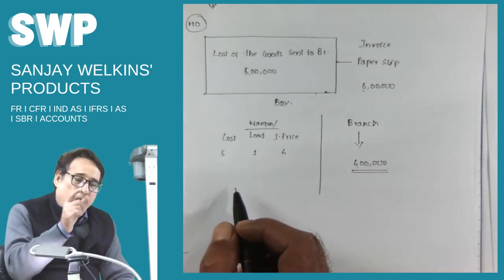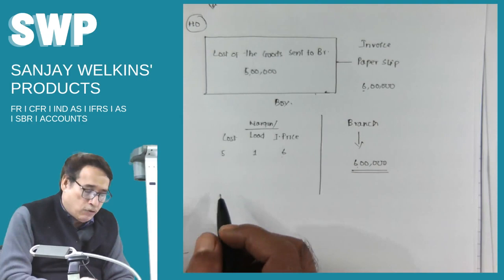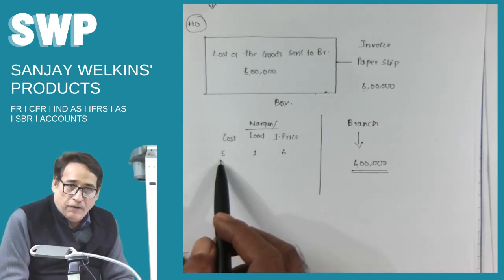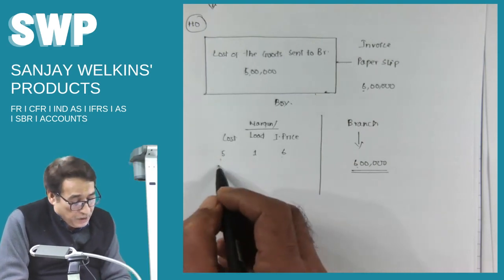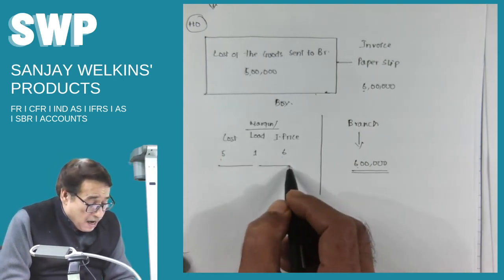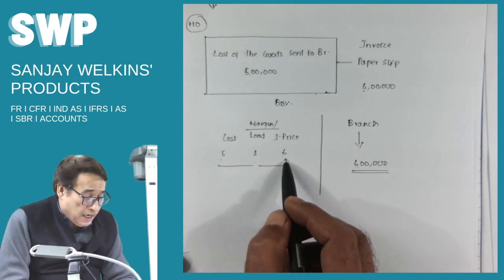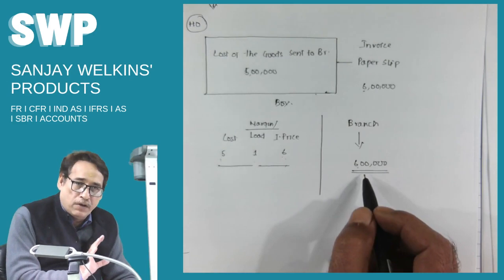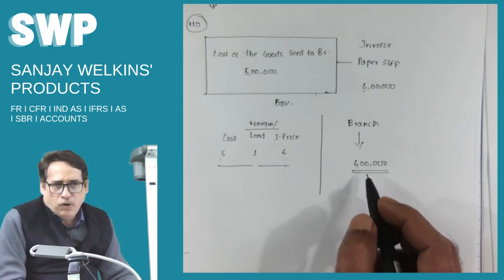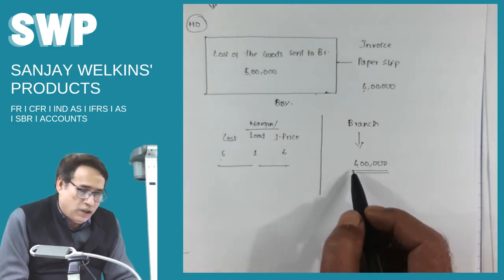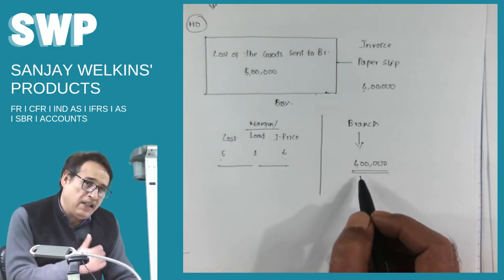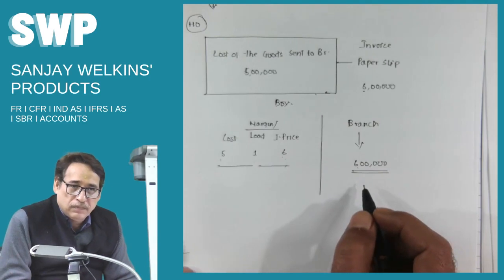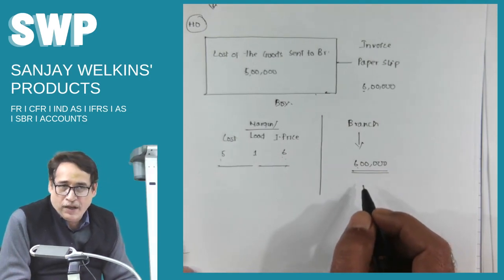Now, before I ask a question, let me recapitulate. Cost price of the goods is 5 lakh. Head office inflated it by 1 lakh and sent the goods at rupees 6 lakh. Obviously, branch will receive 6 lakh worth of goods. Correct? Now you tell me, will the branch manager sell the goods at a price higher than this or not? Higher price. Most of us think so.